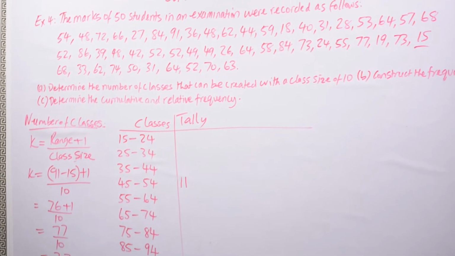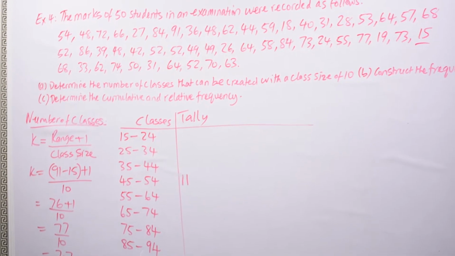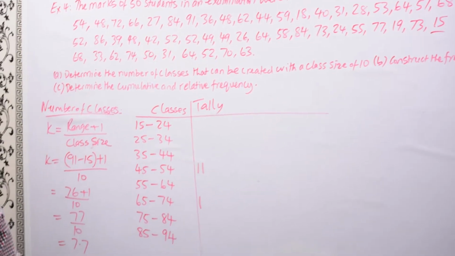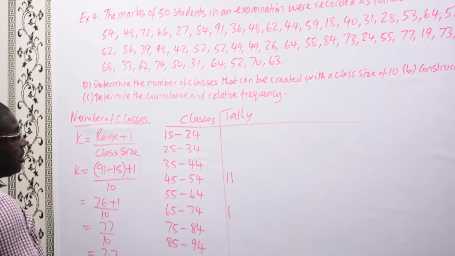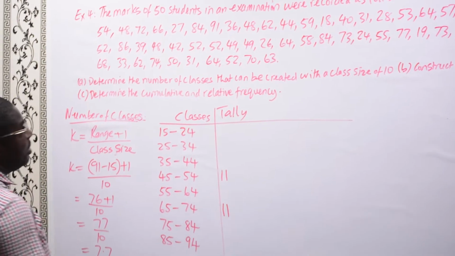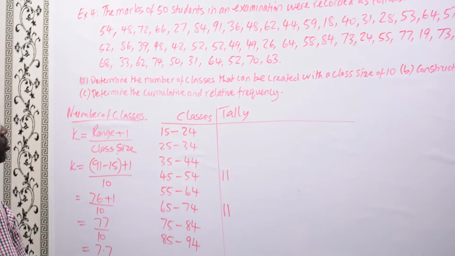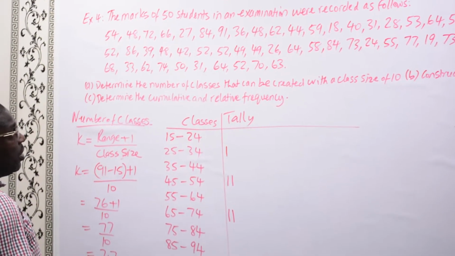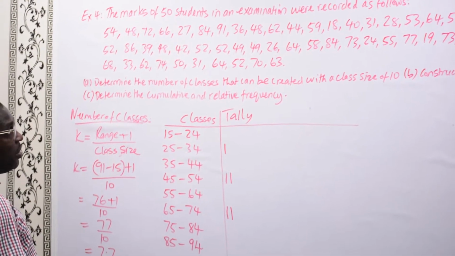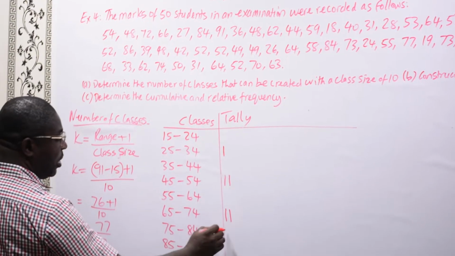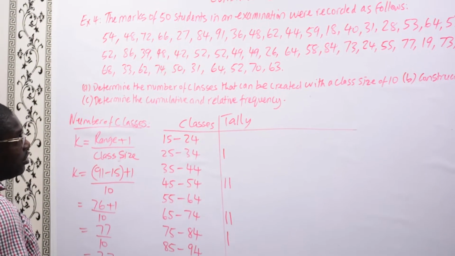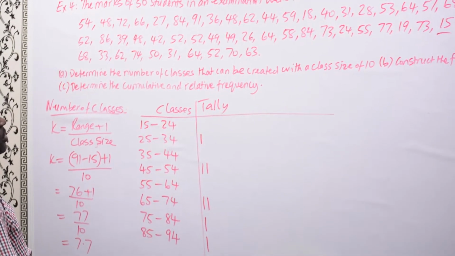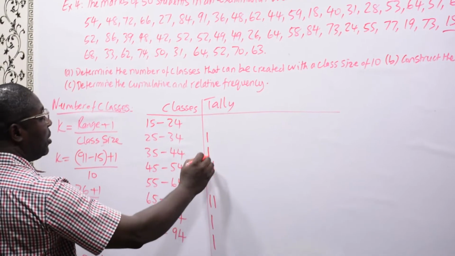72, where will 72 be? 72 will be in this class. The next one is 66. 66 will also be in this class. The next one is 27. 27 will be in this class. 84, where will 84 be? 84 will be in this class. 91 will be in this class. 36 will be in this class.